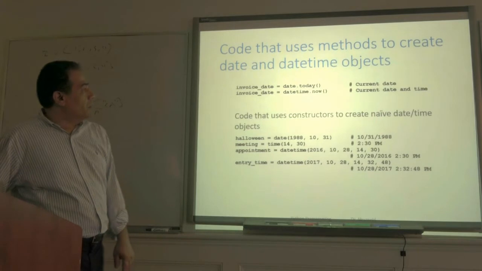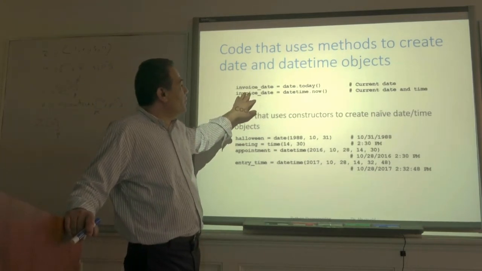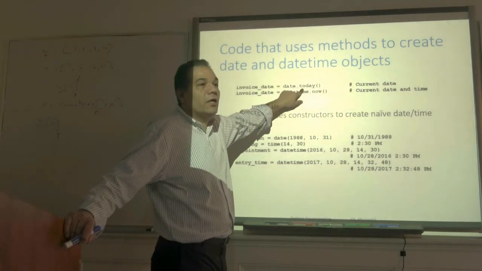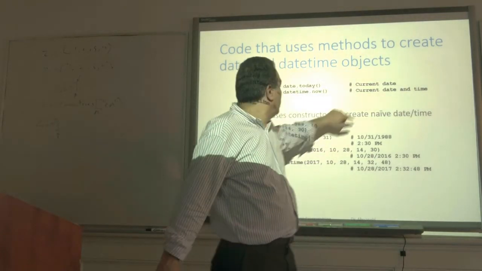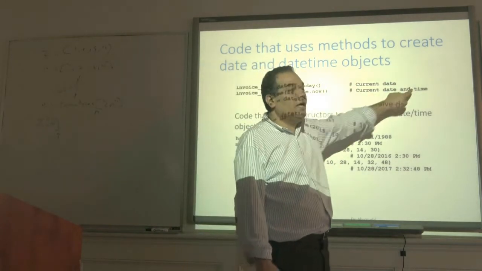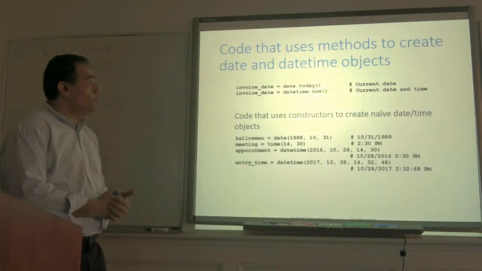From datetime, import date and datetime, in one line. So for example, if my program is creating an invoice date, all I have is date.today, it will give me the current date. Or datetime.now will give me the current date and time. Functions available for you, methods available for you. You just have to know how to use them.